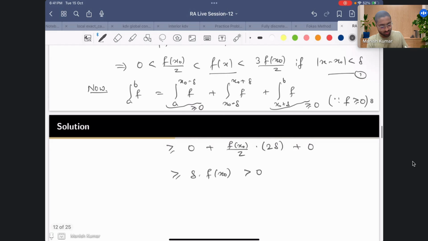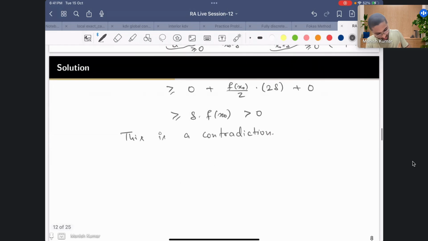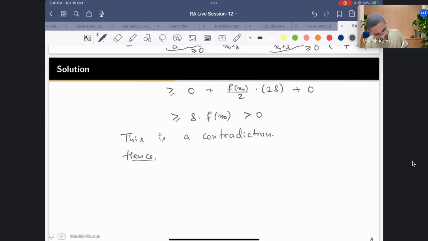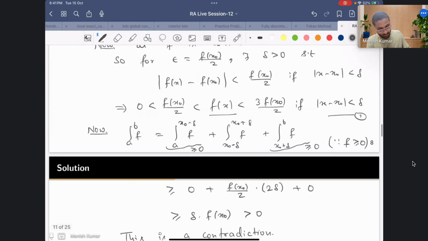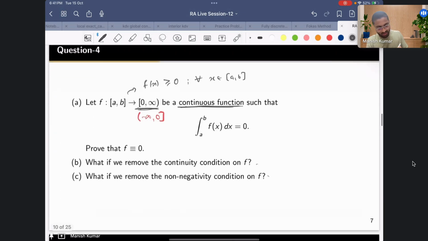This is a contradiction. Hence f is identically equal to 0. So this is how you can prove this, and as I mentioned, you can remove the condition 0 to infinity by this as well.